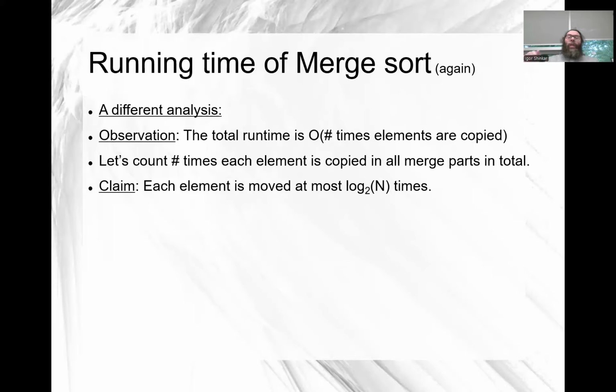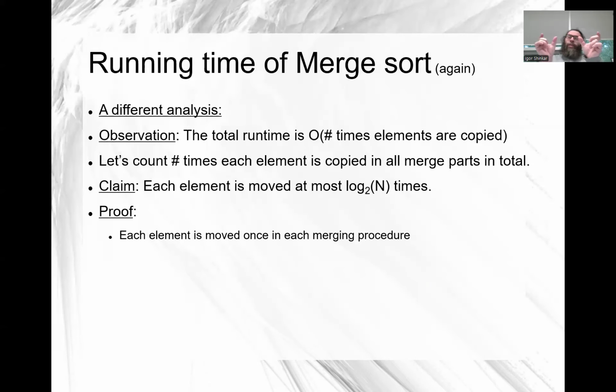If we start with an array of length n, each element is moved at most log n times. And the reason is the following. For one merging procedure, an element is moved exactly once, right? Because for one merging procedure, we have these two half arrays, we move them into a new array and then copy back. So maybe it's twice, if you count copy into a new array and then copy back. Or let's say we call it once.